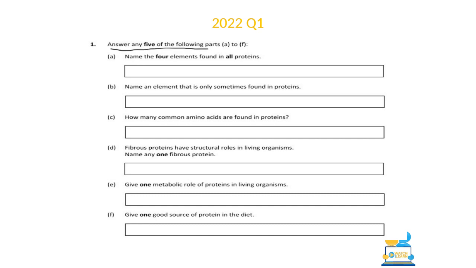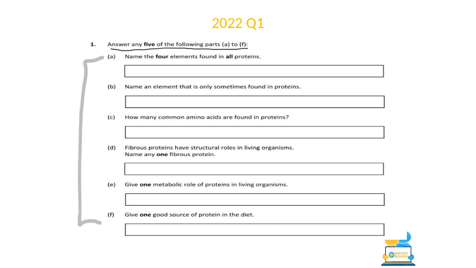So this first question that came up in 2022, it tells us to answer any 5 of the following parts A to F. Now this generally, to a student who is unaware of what they have to do, they will only answer 5. What you're going to do is you're going to answer A to F. We know that that is 6 different parts, but you are going to be asked to answer 5. You're going to be marked on your best 5.